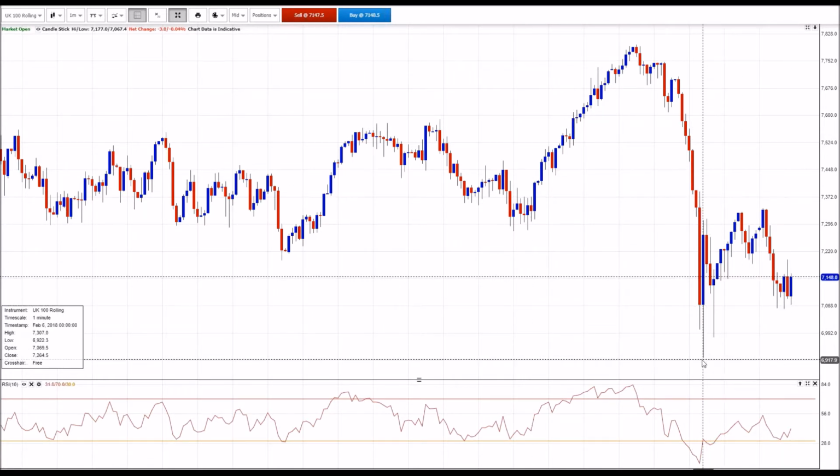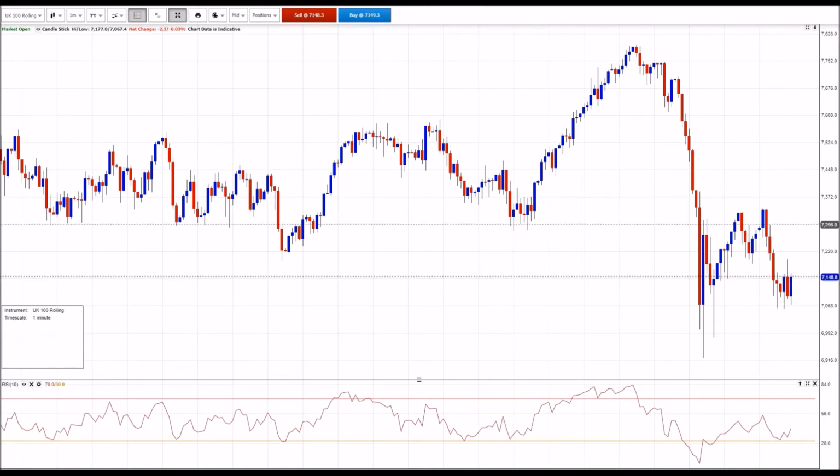So a stop loss under 6,900. So we'd have, what, a 250 odd point stop loss if we're buying here at 7,148.5. But if you think the market is going to recover, there's an awful lot of upside. There's 700 points upside there if we're going to go and retest those old highs.